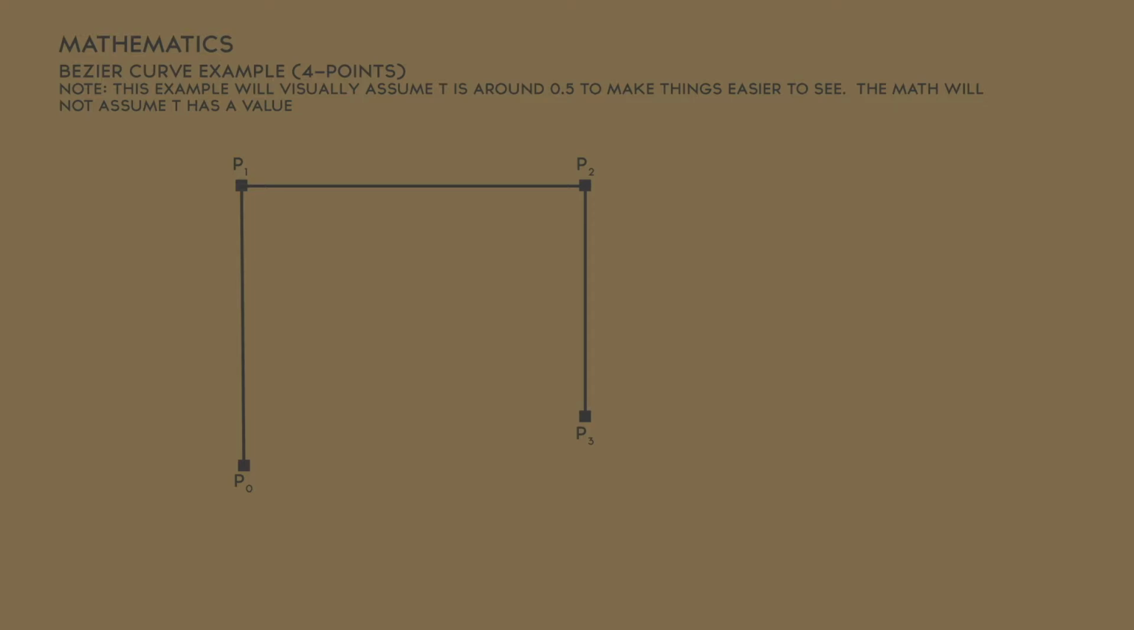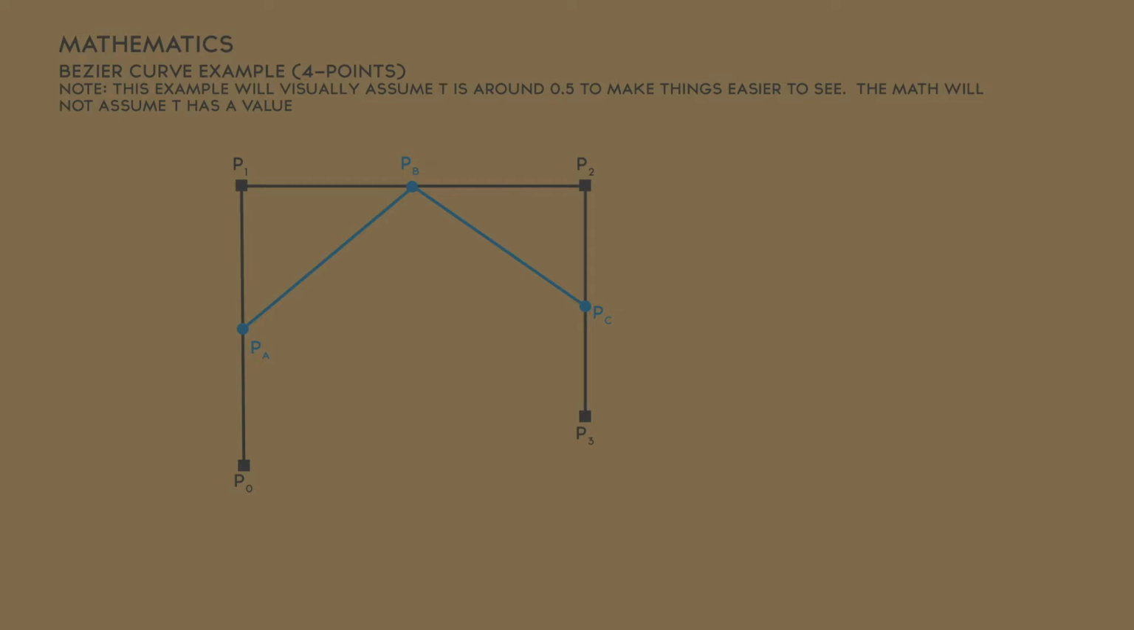So we need to do LERP between P0 and P1, which will result in PA. We need to do a LERP on P1 and P2, which will result in a point PB. And we need to do a LERP between P2 and P3, which will result in a point PC. Now, PA, PB, and PC are 3 points. So we need to do it again.